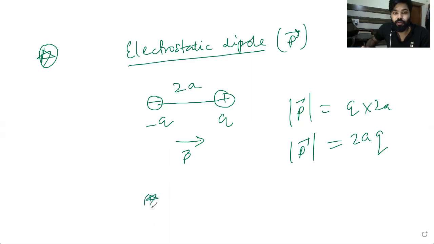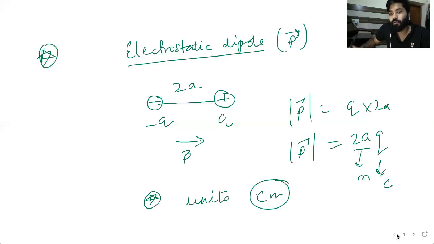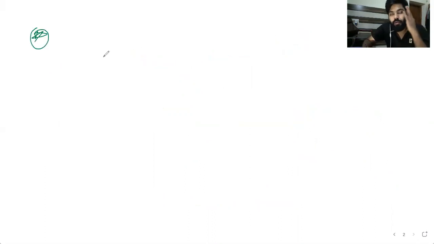And here you can also write units. The unit of 2a is distance, simply meter, and charge has unit coulomb. So coulomb meter is the unit of dipole. In this video, I will also discuss the electric field due to this dipole at the perpendicular bisector and at an axial point. Now, let's begin with the electric field at the perpendicular bisector.